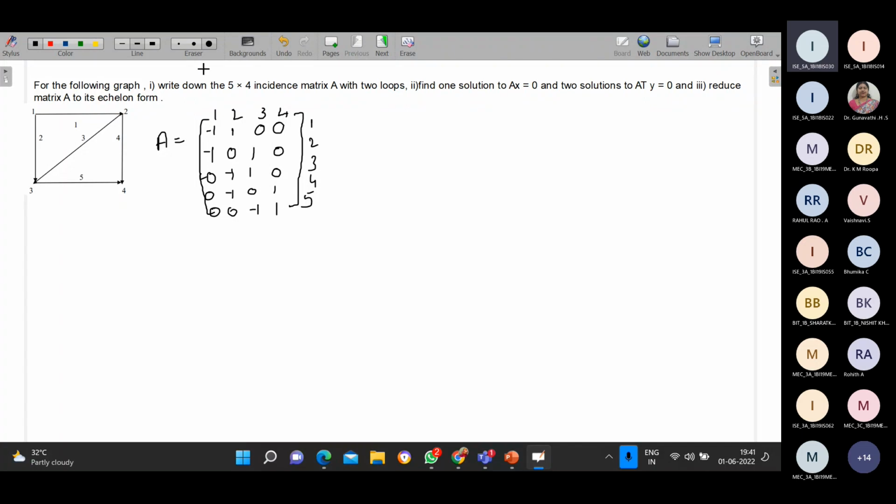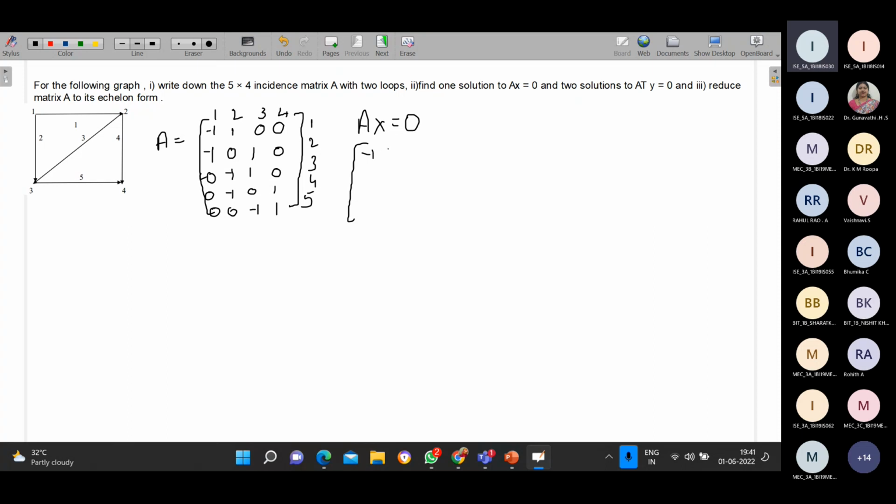So this is the incidence matrix. The first part of the question was to write down the 5 cross 4 incidence matrix A with 2 loops. The 2 loops are given, and for that the incidence matrix is found out. So this is the first part of the question. Next they have given, find one solution to Ax equal to 0. That is the null space. A is already given here, already we have found out.